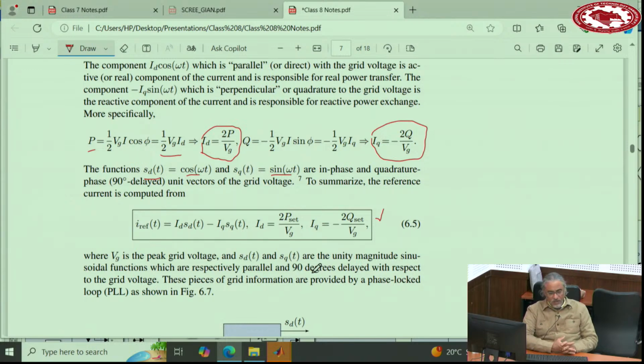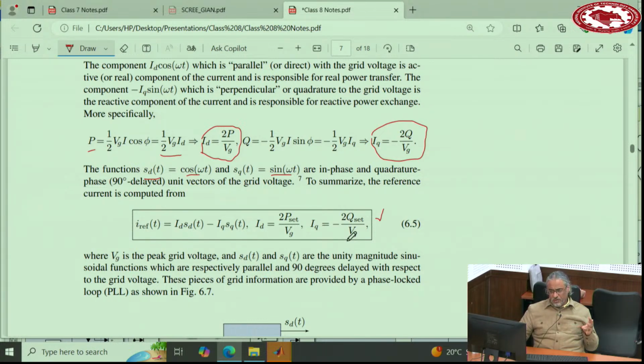I reference is ID SD minus IQ SQ. ID is 2P set over Vg. IQ is negative 2Q set over Vg. So this very simple calculation tells you how to calculate the reference current, but leaves a few questions open.